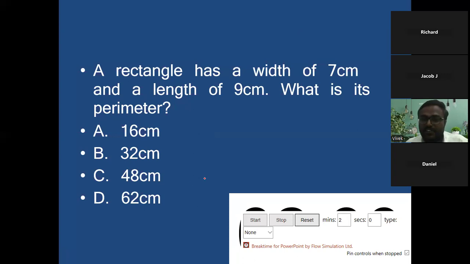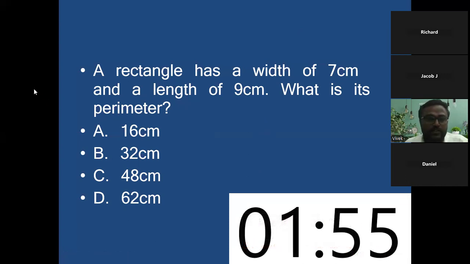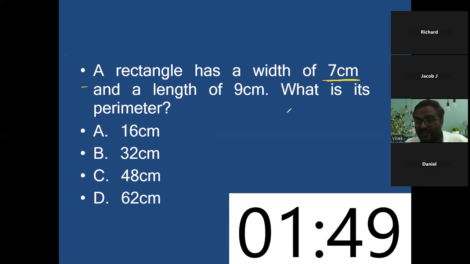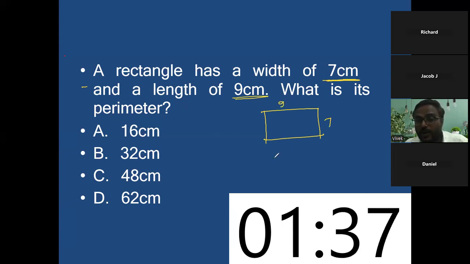Here I have just put a timer so that we can keep managing our time while solving. So let's read the question fast. A rectangle has a width of 7 centimeters and a length of 9 centimeters. What is its perimeter? I'll just draw a rectangle like this. The width is 7 centimeters and the length is 9 centimeters. So they're asking about perimeter.